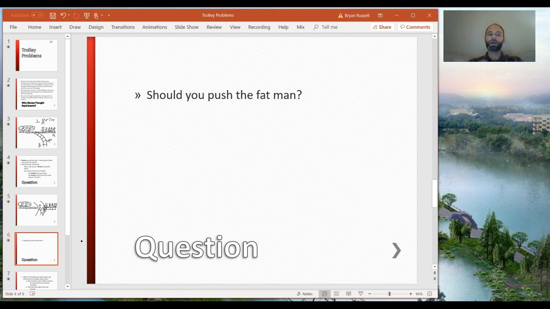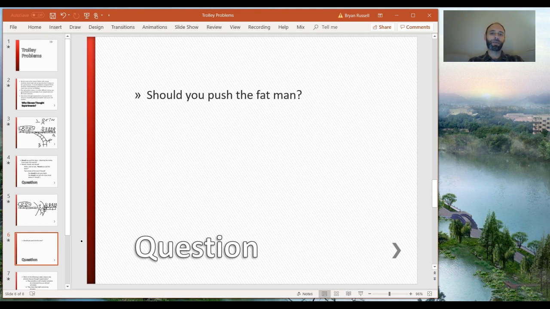So I'll ask you to pick one of these scenarios and give your answer and defend your answer in under 200 words. You'll also have to respond to somebody else, what they say about these trolley problems.